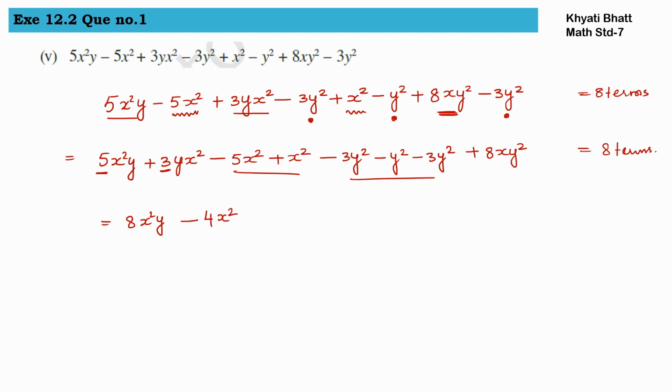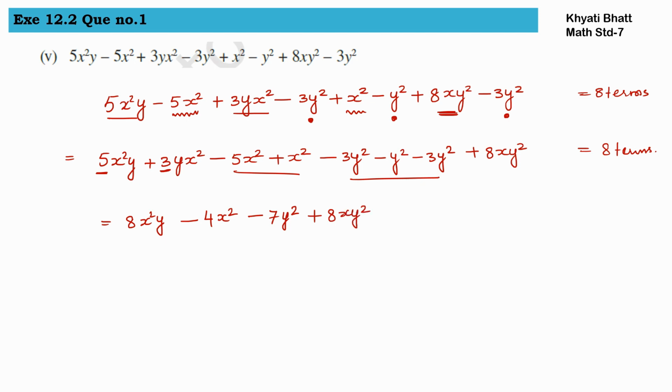Then these three terms, minus 3y square, minus y square and minus 3y square, all are minus. So we have to add them. 3 plus 3, 6 plus 1, 7. And it will carry a negative sign. So minus 7y square. And the remaining term is 8xy square, as that term is alone.